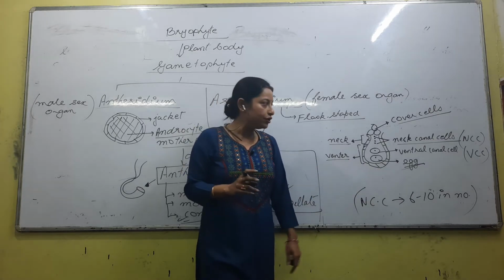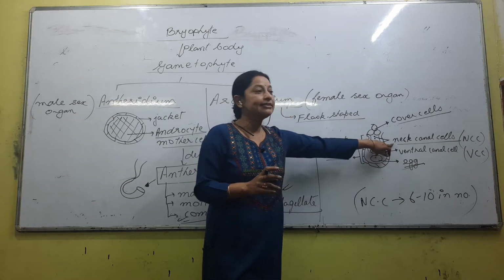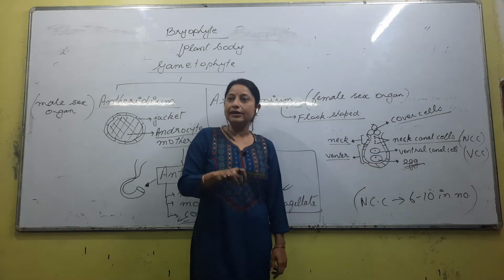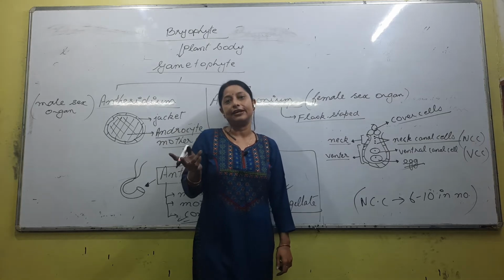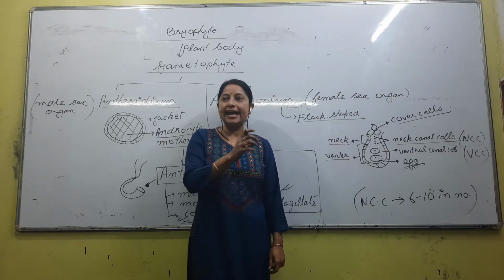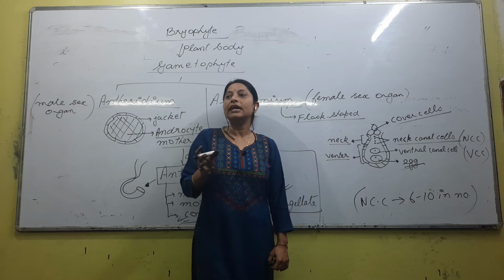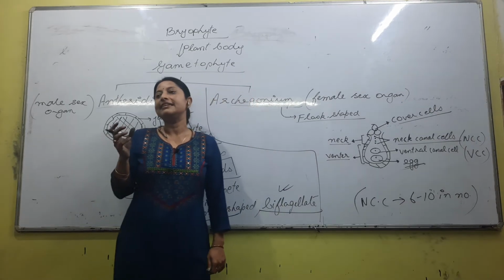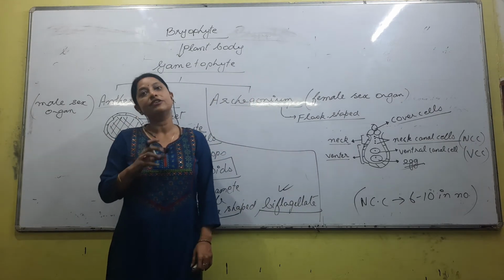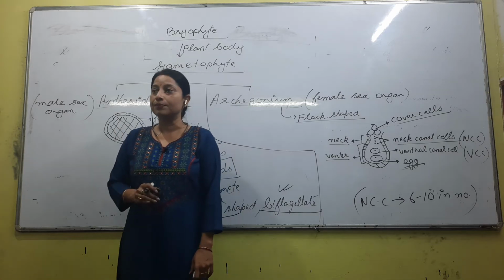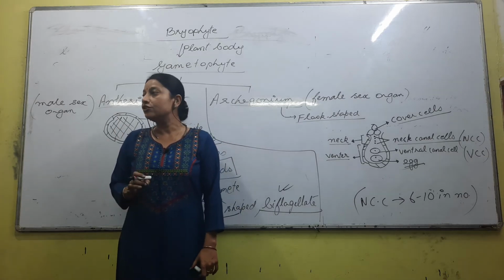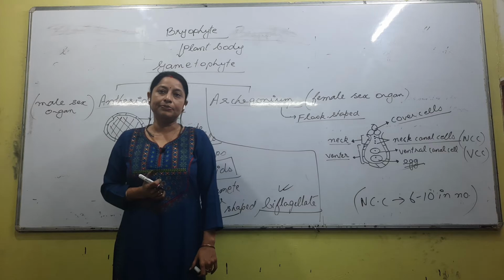Pteridophytes. But the point of importance is the number of neck canal cells in Bryophytes and the number of neck canal cells in Pteridophytes. What you need to remember is, as we talk about evolution, what happens? No doubt archegonia started developing in the group called Bryophytes, but gradually it disappeared also. That is the reason why in case of Angiosperms, we do not see archegonia.